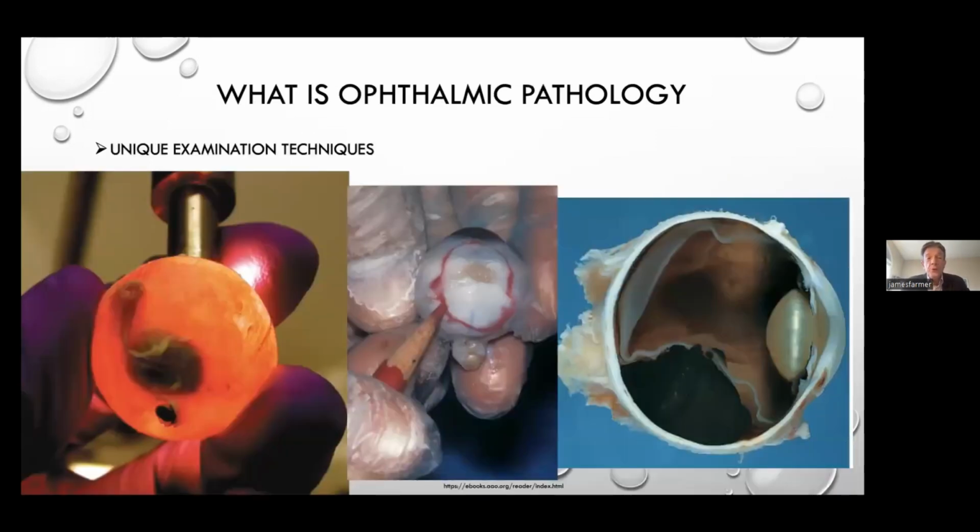Ophthalmic pathology also is unique for some examination techniques, which you don't characteristically use in other areas of pathology. This is transillumination. When a patient has an eye tumor, intraocular tumor, in adults most commonly uveal melanoma, it's important when we go to process the specimen to determine what the maximum tumor diameter is attached to the sclera and the maximum thickness. So we have to be able to localize in the globe where the tumor is.